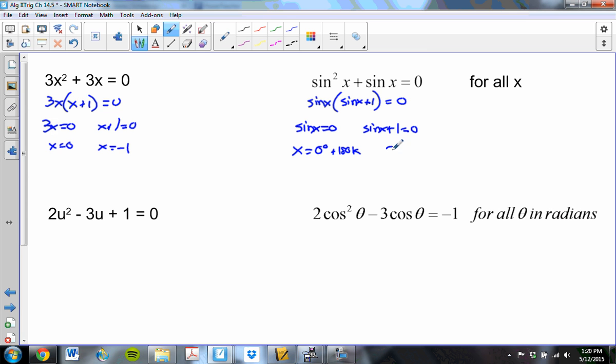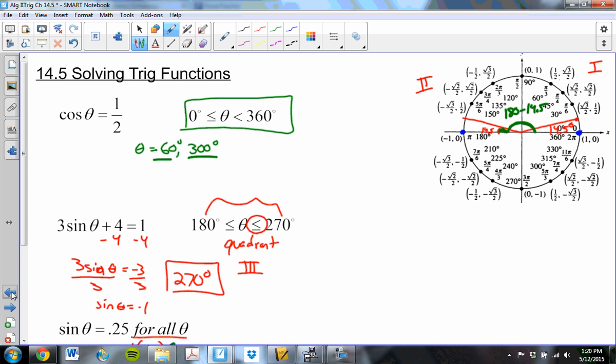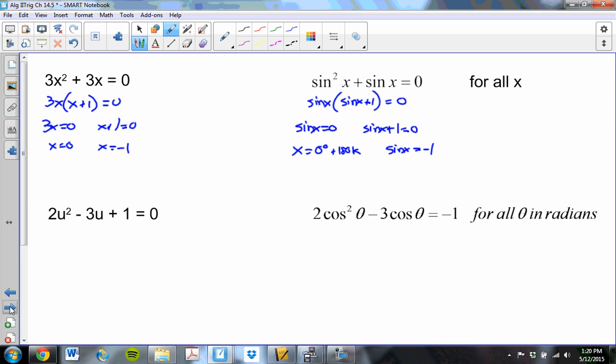Here, sine of x plus 1 equals 0. So sine of x is going to equal negative 1. And where does that happen? That happens only at 270 degrees. That's where the y value is negative 1. And there are no other times, just then. So this is just going to be 270 plus 360k. And if you're wondering, why did this have a 360 but this had a 180?